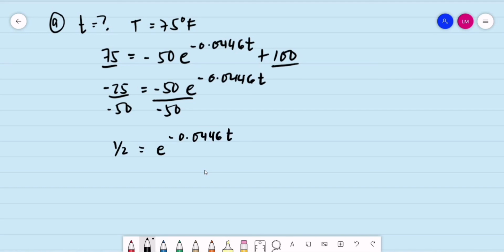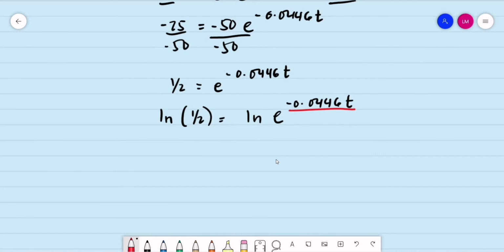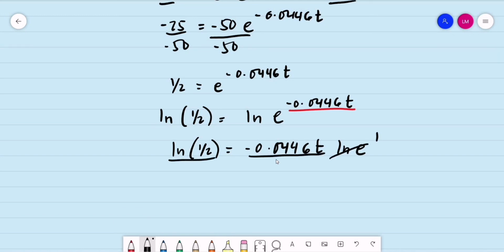Using the natural logarithm, ln of 1/2 is equal to ln of e raised to negative 0.0446 t. We bring down the exponent, so ln of 1/2 is equal to negative 0.0446 t ln of e. Ln of e is the same as 1. Solving for the time, we divide both sides of the equation by negative 0.0446.